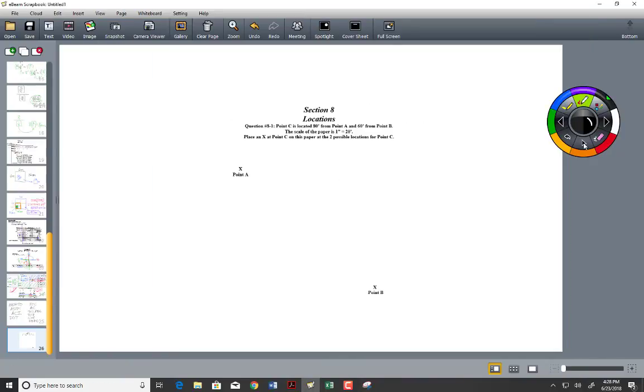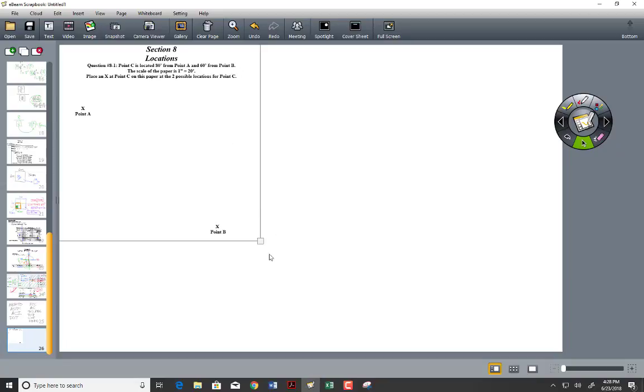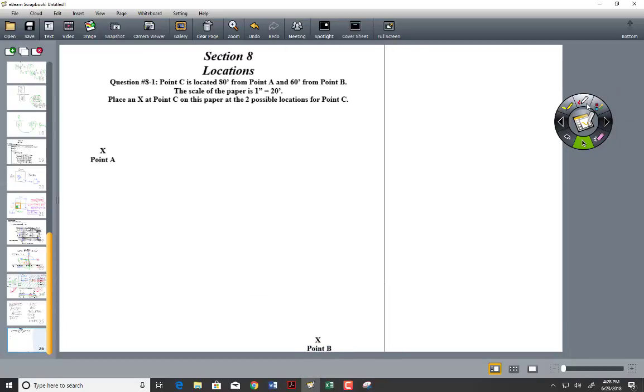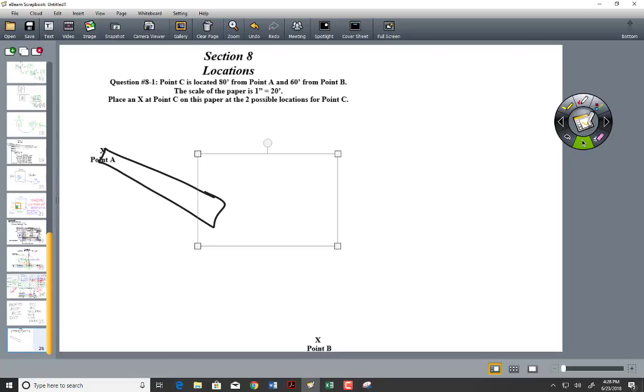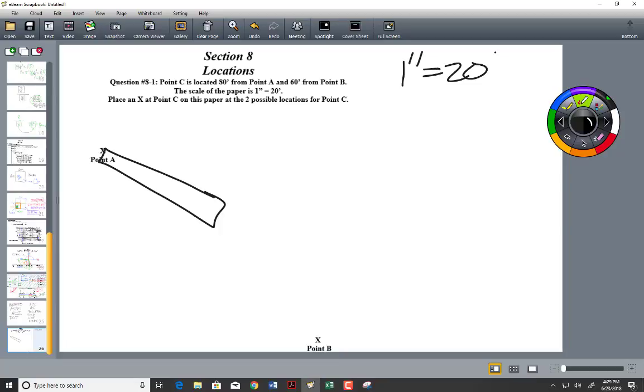This dealt with our 2-point referencing. If point C is located 80 feet from point A, you take your scale and put it up here and mark off 80 feet. 1 inch equals 20 feet. So if I'm at 1 inch equals 20 feet, then this distance on my scale would have been what? 4 inches. So I'm going to put a mark right here at 4 inches.